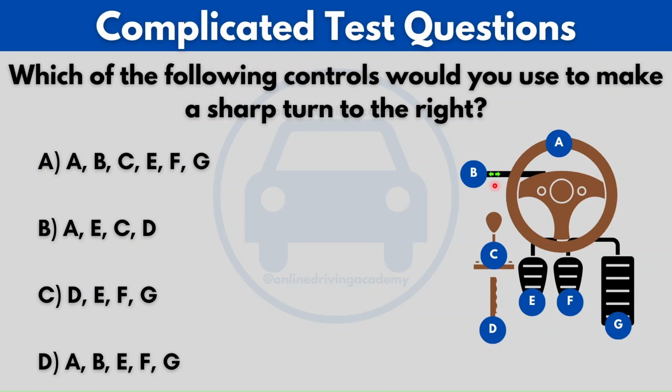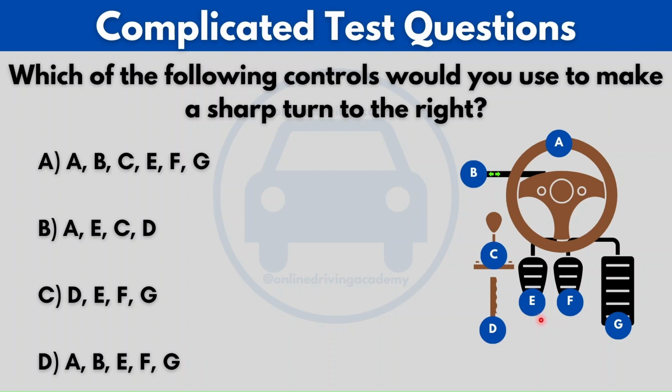You would also have to use your indicator. Therefore, option B would have to be in your answer. You might have to drop a gear or two. Therefore, option C would have to be in your answer. Now, option D, your handbrake. Obviously, you're not going to use your handbrake if you're making a sharp turn to the right. Therefore, your answer should not include option D.